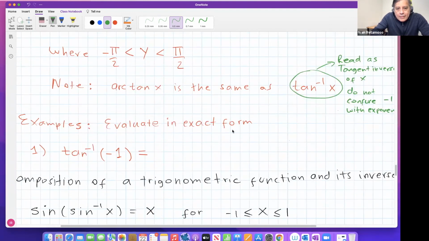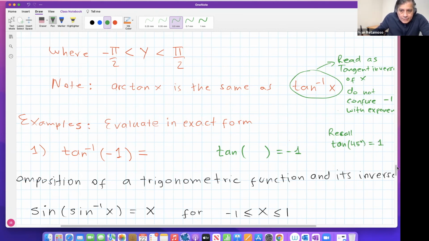Examples: evaluate in exact form tangent inverse of -1. For example, suppose they ask you to find the tangent inverse of -1. Well, in the back of your mind, you have to think of an angle whose tangent is -1. What should be that angle? Well, I know that tangent of this angle, 45 degrees, is 1. That's something I know by heart.